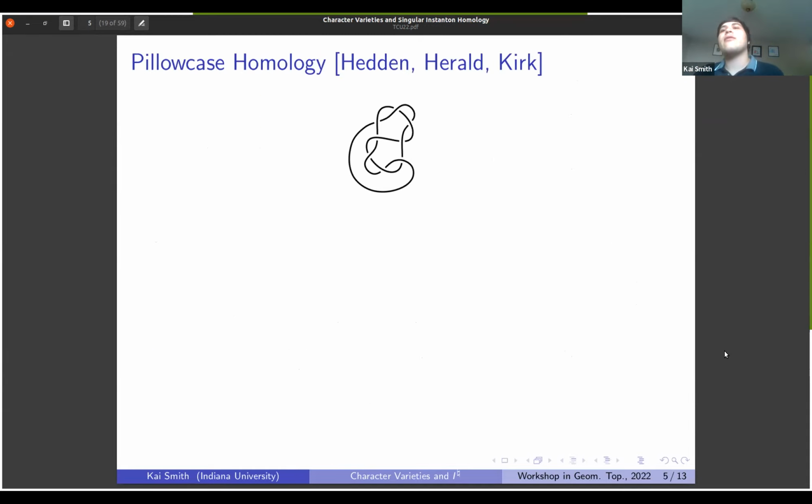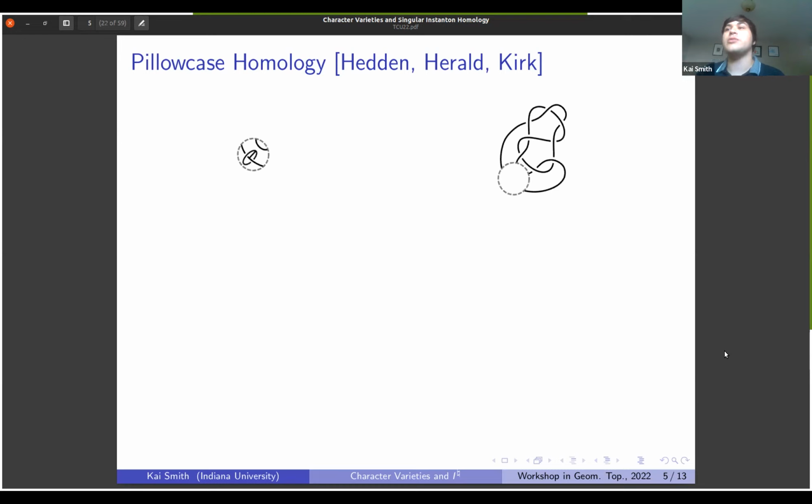So here's an outline of what's called pillowcase homology by Hedden, Herald, and Kirk. And so we're going to start with our knot, just like before, and add an earring. But now we're going to find a sphere which intersects the knot in 4 points and use that to decompose our knot into 2 tangles, like this. And then it's important to note that there's a common boundary of these 2 tangles, which is this 4-punctured 2-sphere.